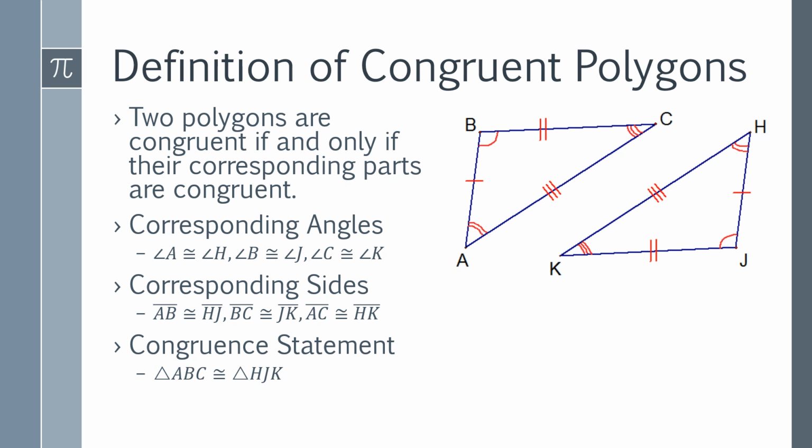What if you have a different order? What if I said triangle CBA? Well, then you would say triangle KJH. All right, it doesn't matter the order. It only matters that the corresponding angles or vertices match up.